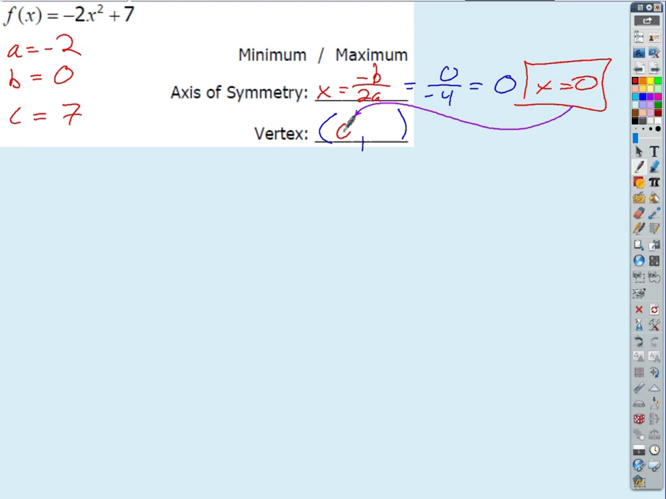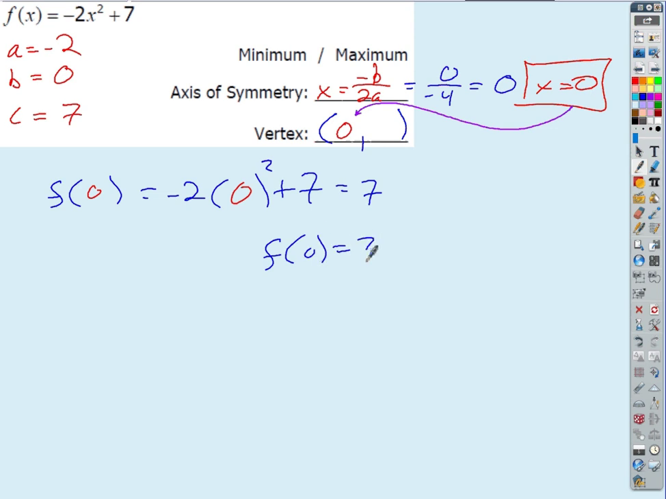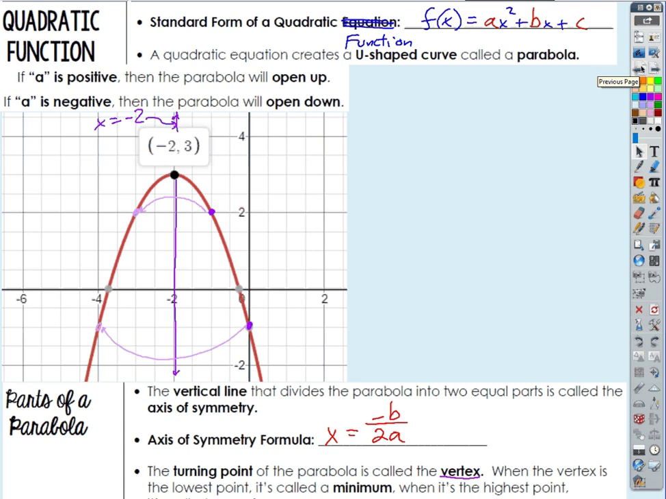How do I find the y-coordinate? Plug it in. F of 0 equals negative 2. I'm going to open a set of parentheses to plug something in. Plugging in 0, and what do I get? What's negative 2 times 0 squared? 0 plus 7. So f of 0 equals 7. So that's what goes there. What do you know? Okay, get the idea?